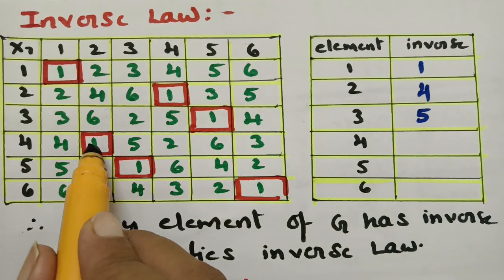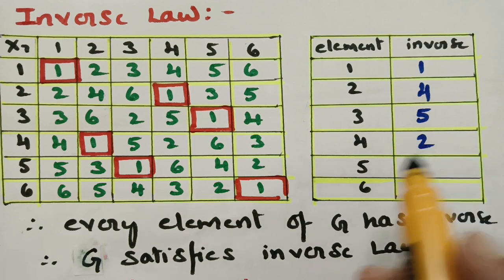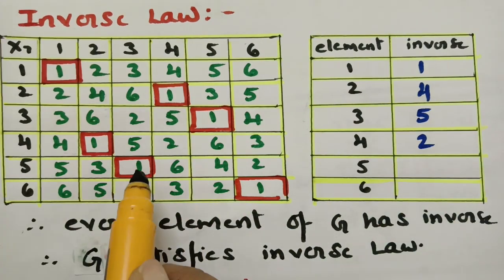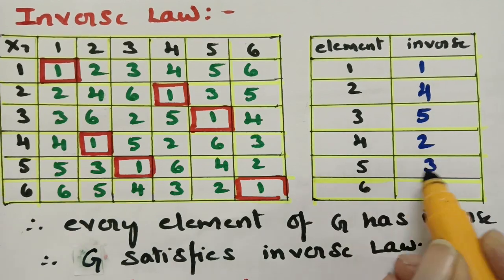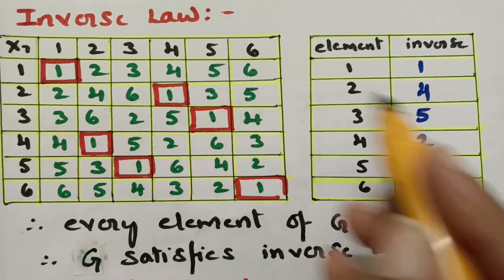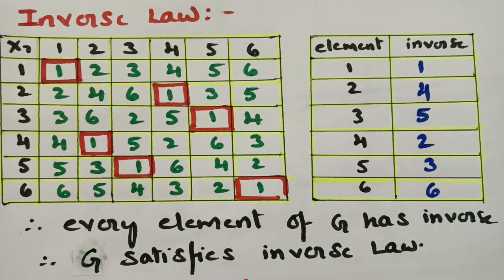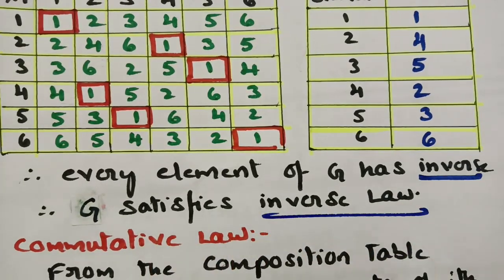For 4, if you go to the identity element, the inverse element is 2, and therefore 4 inverse is equal to 2. And for 5, if you go to the identity element, the top element here is 3, and therefore 5 inverse is equal to 3. And for 6, if you go to the identity element, the top element here is 6, and the inverse of 6 is equal to 6. And therefore every element of G has an inverse element, and therefore G satisfies the inverse law.